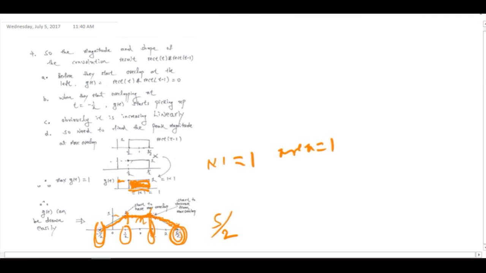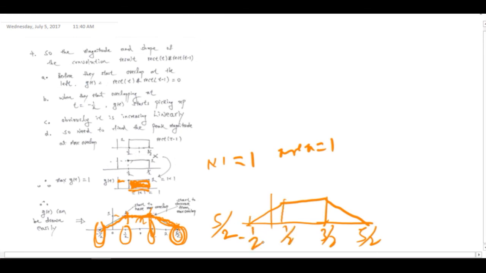So here, what we can see, the waveform is something like that. 5/2, 3/2, this is half, this is minus half. So this is the waveform of the convolution of this particular function using the graphical method. It is easy, and what you need to do is just do it step by step.